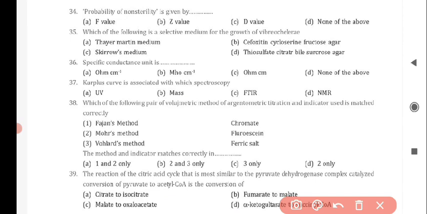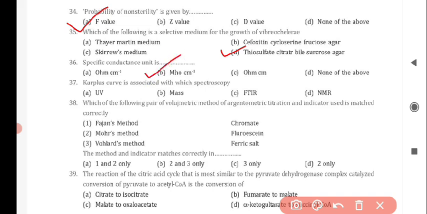Next question is probability of non-sterility is given by, and the correct answer is option A, F value. Next question is which of the following is a selective medium for the growth of Vibrio cholera? And the correct answer for this is option D, thiosulfate citrate bile sucrose agar. Next question is specific conductance unit is, and the correct answer is option B, mho per centimeter.